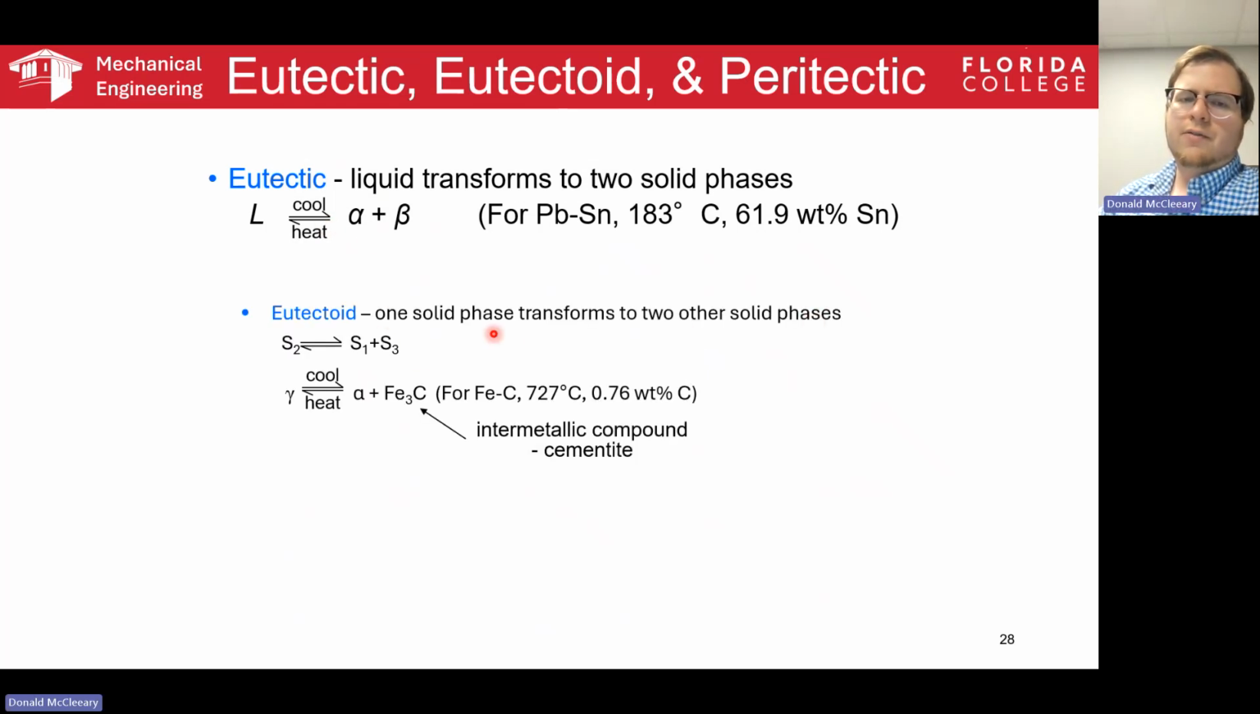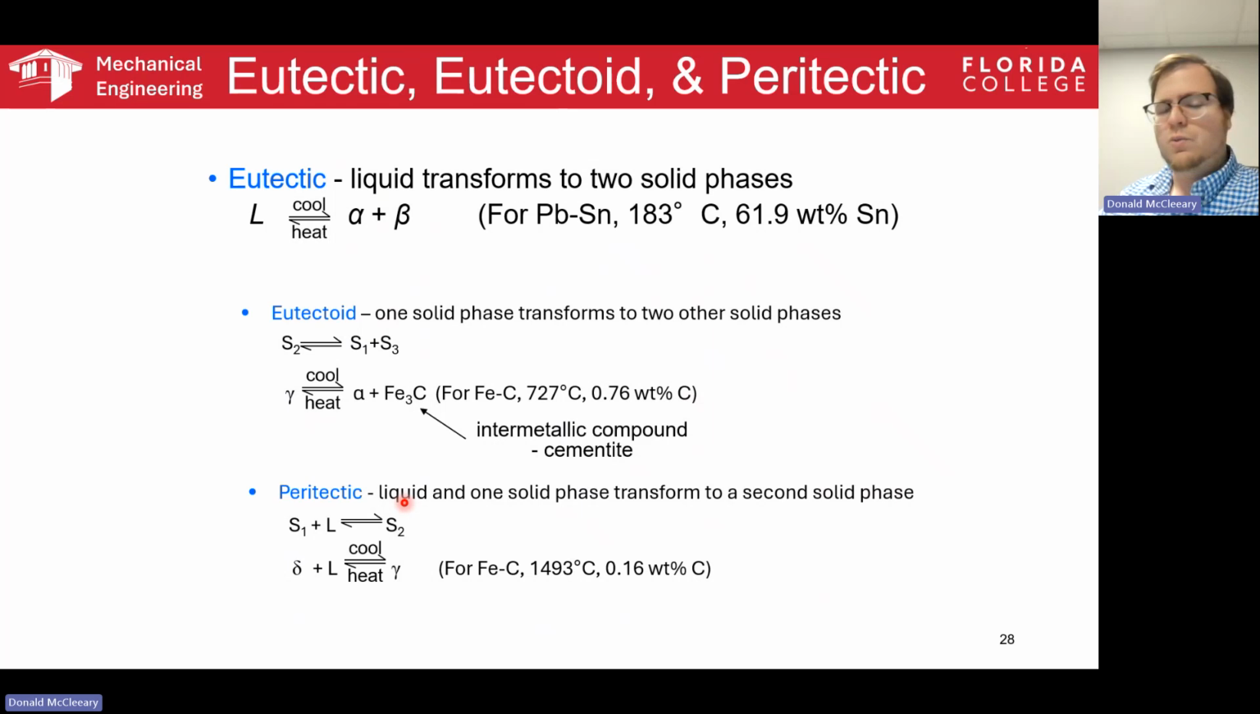Eutectoid is one solid phase transforming to two other solid phases, okay? So this is kind of what we were talking about in last class. This is when we have our steel, for example, and we're going from gamma to our alpha phase. So what was gamma? If you said austenite, you're right. And then you're going into alpha. If you said pearlite, I'm pretty sure you're right. And then you have Fe3C, which is cementite, they tell you.